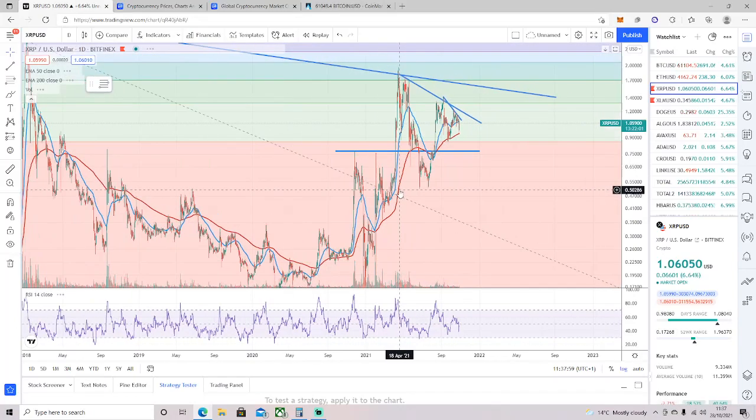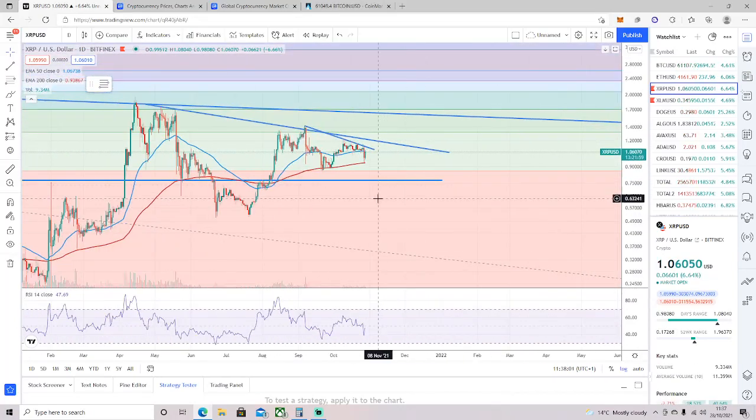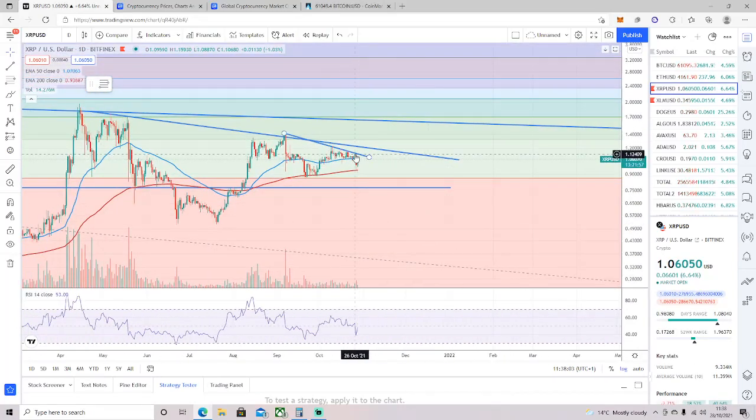Okay, so let's get into XRP. So what's happened? We had this dump that I talked about yesterday. We found support on the 200-day moving average. Today we are looking at a bit of a recovery, 6.6% up on the day. I think we had like a 10% down day yesterday altogether.